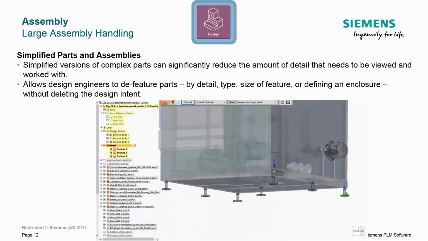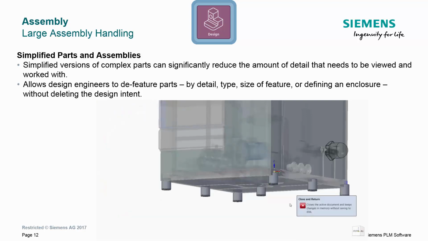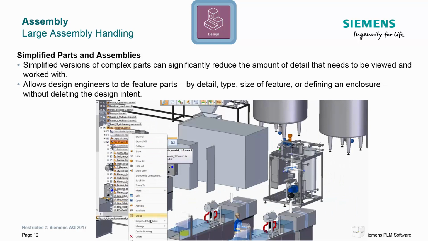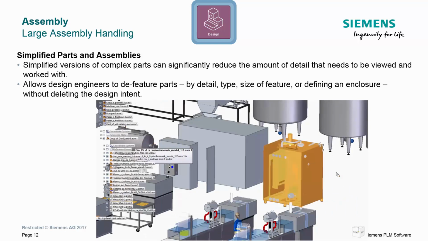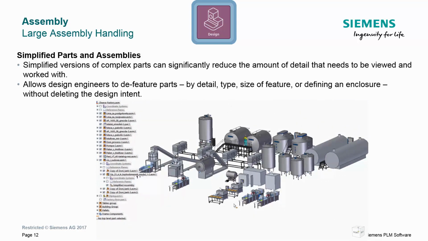Simplifying parts in Solid Edge allows design engineers to fully control how they wish to de-feature parts, allowing for representation as a simple, lightweight shape, or isolating key positioning or working geometry. Of course, engineers can easily switch between simplified or detailed versions of models if and when they need.